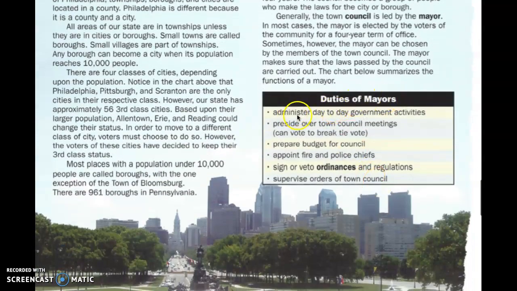Duties of mayors: administer day-to-day government activities, preside over town council meetings and vote to break a tie vote, prepare a budget for council, appoint fire and police chiefs, sign or veto ordinances and regulations, and supervise orders of town council.